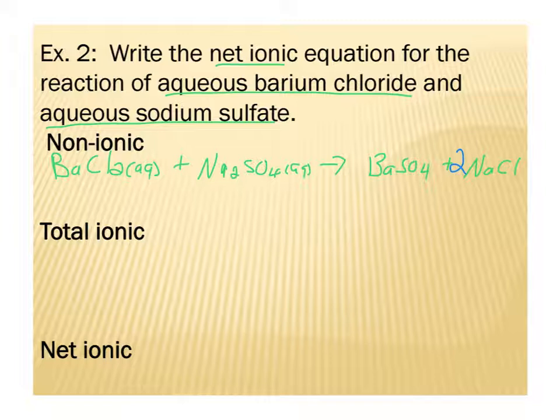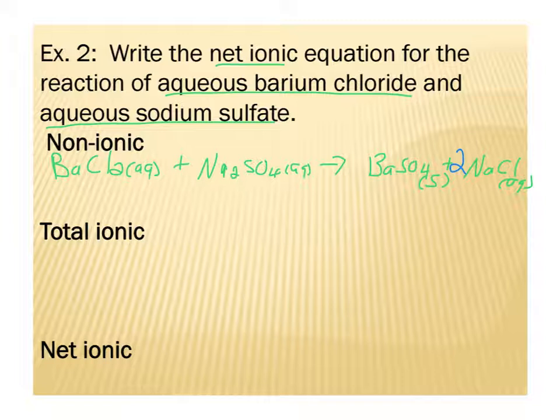And if we check the solubility table, barium sulfate is insoluble, so we can write solid, whereas sodium chloride is soluble, so we can write AQ. So there's our non-ionic equation. The next thing we need to do is to ionize or dissociate anything that can ionize or dissociate.